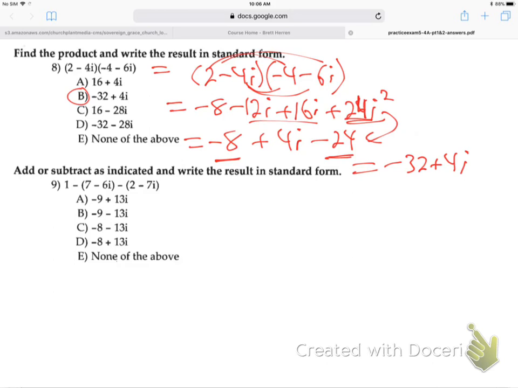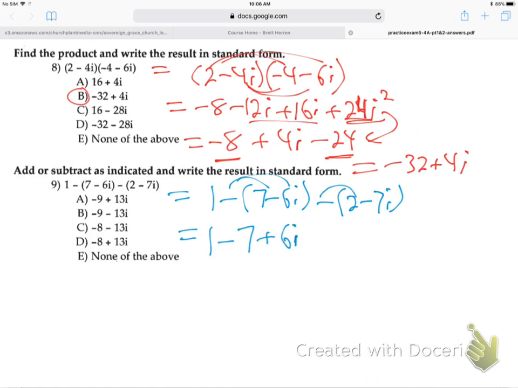These are easier problems now. Now things are getting a little better. Number 9 is going to be way easy. It's going to be the easiest one we had so far. So this is just combine like terms. I just distribute the negative.